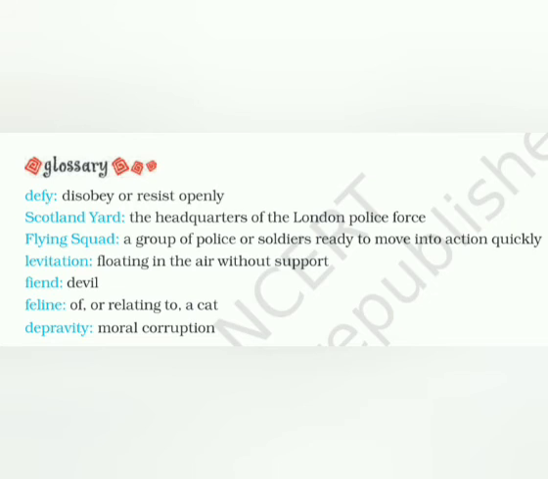Then flying squad, a group of police or soldiers ready to move into action very quickly. They're always ready to move. Levitation, floating in the air without support. No one is holding you, you're just floating in the air. Fiend is a devil. Feline means of or relating to a cat, the cat family. And depravity means moral corruption. Moral corruption means he's a corrupted fellow. He does not care who he is doing anything bad to. He just does the things. He doesn't care for anyone.